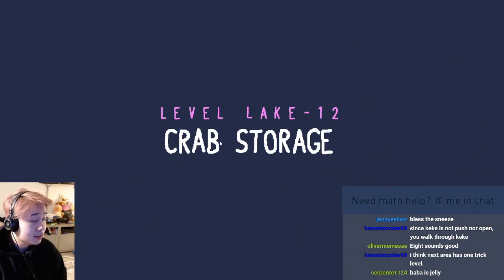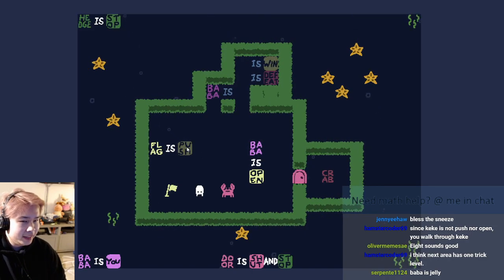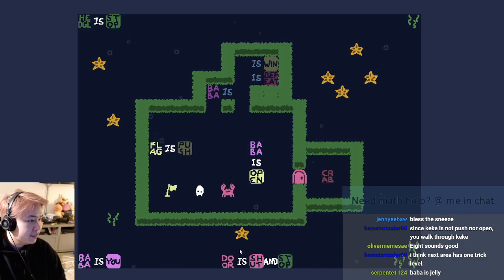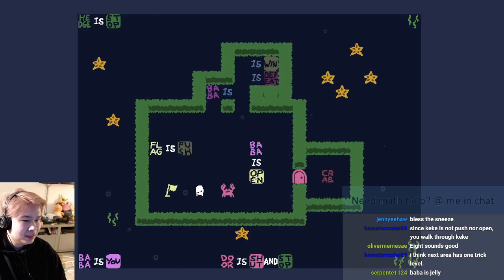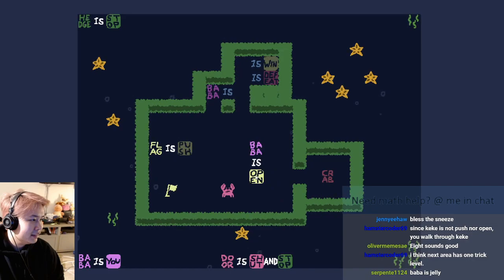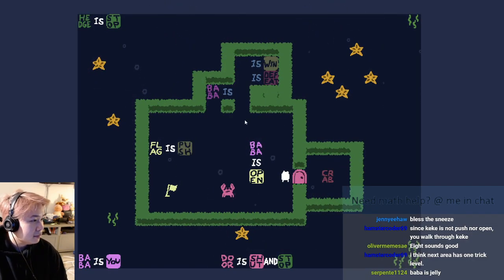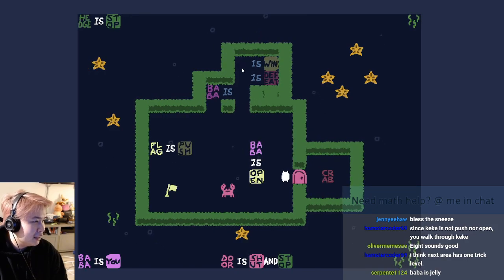Crab storage. Alright, flag is push. Here's the flag. The door is shut and stop. Baba's me. Baba is open. Wait. So if I touch the door, do I just die? Dang. And then there's a whole bunch of Baba stuff here. So I have a feeling I need to stack some things, push them all up, and then I create 3 sentences at the same time.